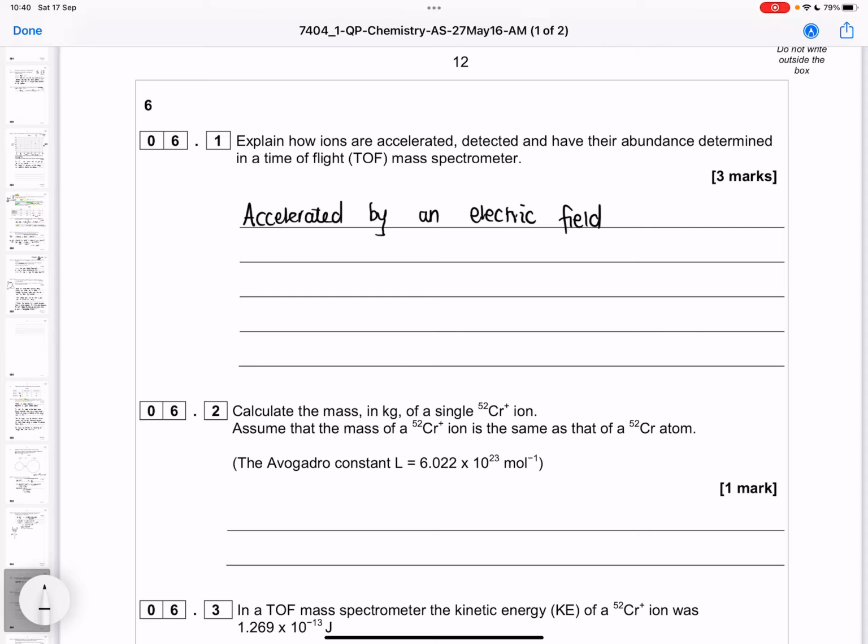And then how do they have their abundances determined and how are they detected? Well, they're detected when they hit the detector at the end and gain an electron.